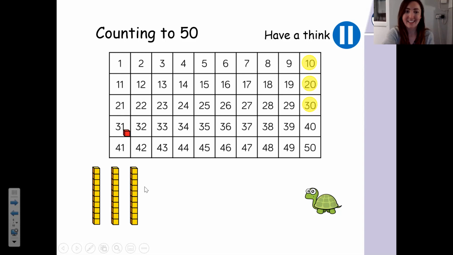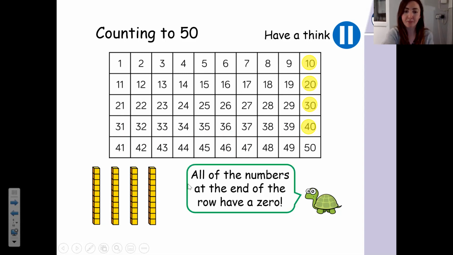Let's keep counting. 31, 32, 33, 34, 35, 36, 37, 38, 39, 40. How many ones have we just counted in that row? 10 ones, which is the same as 1 ten. Now we have 40. Count them in tens with me again. 10, 20, 30, 40. Now I've got the last row, so we're counting on from 40.